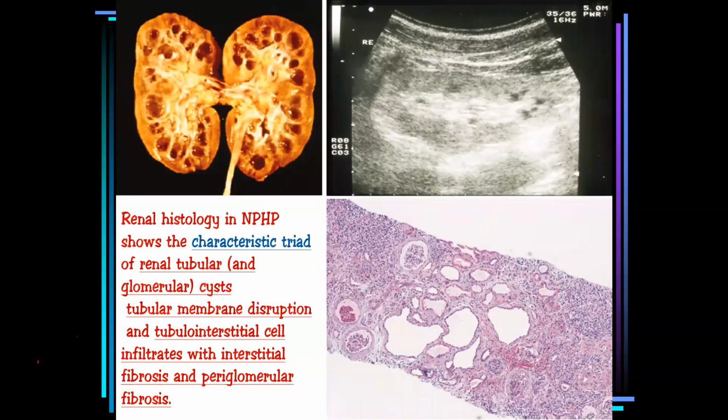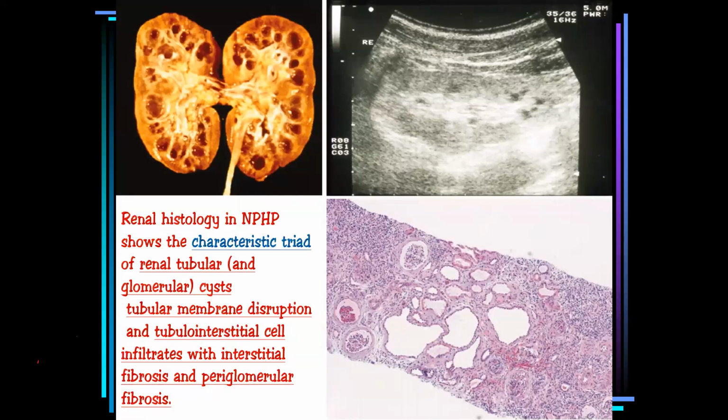Here, the pathology will help us by finding this characteristic triad that is affecting the renal tubules. Okay, the renal tubules are markedly dilated, as you see here from the biopsy of this patient, and the tubular basement membrane disruption. This is the second. And the third one is the presence of tubulointerstitial cell infiltrate with interstitial fibrosis and the periglomerular fibrosis, as you see here. This is the triad in pathology of this condition, previously called nephronophthisis.